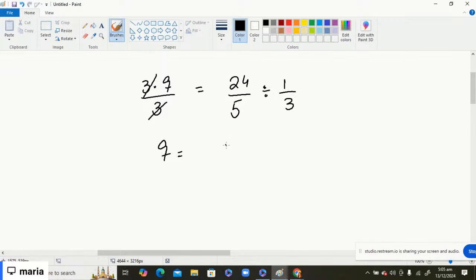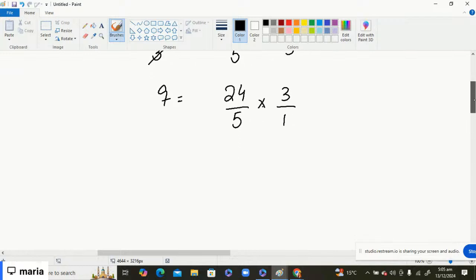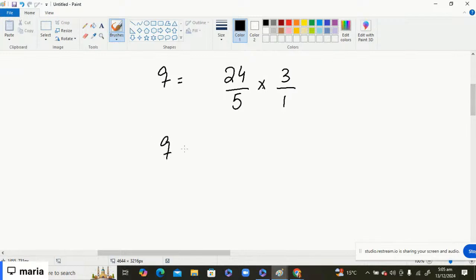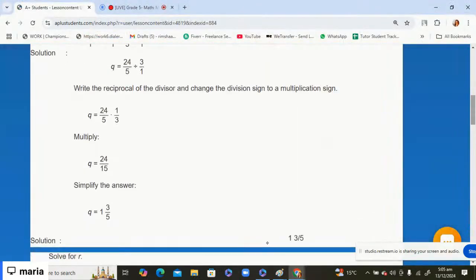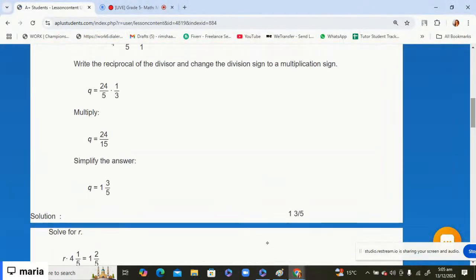This is division, so the division sign can be changed into a multiplication sign, and 1 by 3 can be changed into 3 by 1. Also shift their positions, so this becomes the numerator and this becomes the denominator. So q as it is, 24 times 3 is 72 over 5, and that is the value of q. But if you want to convert this one.